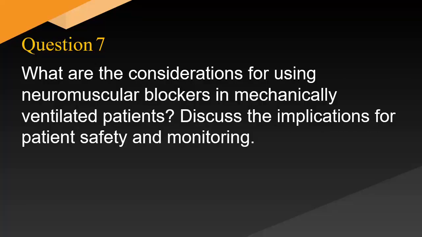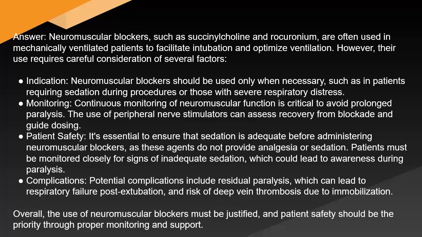What are the considerations for using neuromuscular blockers in mechanically ventilated patients? Discuss the implications for patient safety and monitoring. Answer: neuromuscular blockers, such as succinylcholine and rocuronium, are often used in mechanically ventilated patients to facilitate intubation and optimize ventilation. However, their use requires careful consideration of several factors. Indication: neuromuscular blockers should be used only when necessary, such as in patients requiring sedation during procedures or those with severe respiratory distress. Monitoring: continuous monitoring of neuromuscular function is critical to avoid prolonged paralysis. The use of peripheral nerve stimulators can assess recovery from blockade and guide dosing.